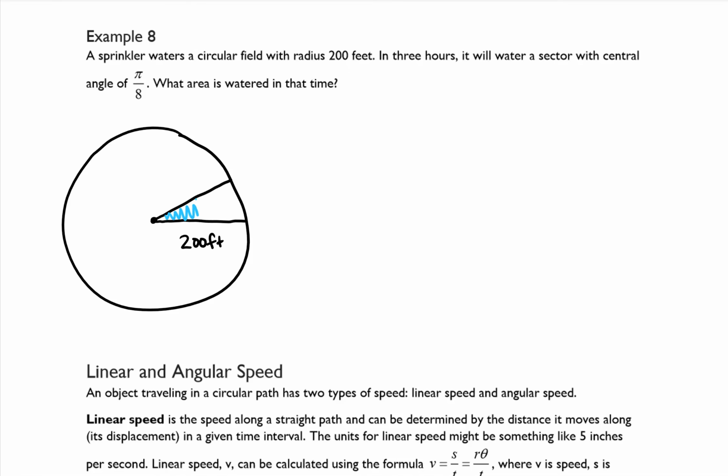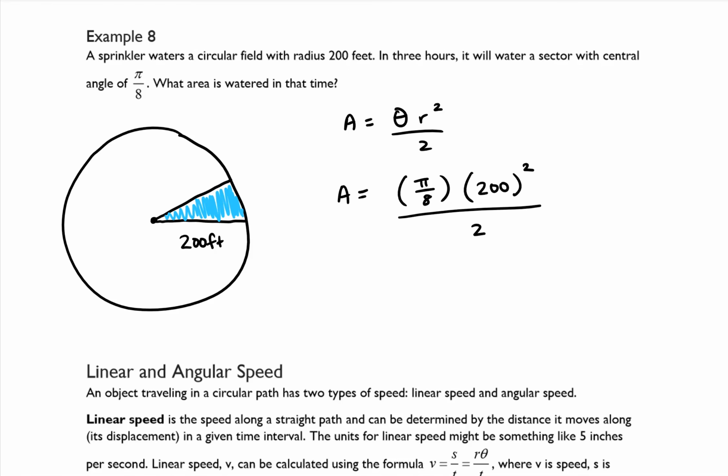So the amount of water that the sprinkler gives off is in that blue. So we want to basically find the area of that sector, and we want to figure out how much area of the field has been watered. So really, that is just a matter of plugging things into the formula. We know that the area is equal to the angle in radians times the radius squared over 2. So that's going to end up being pi over 8, which we don't have to convert since that's already in radians. And then the radius is 200 squared, and then dividing that by 2.